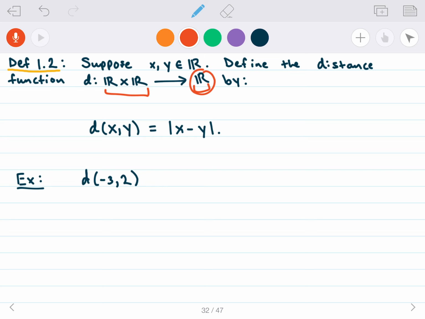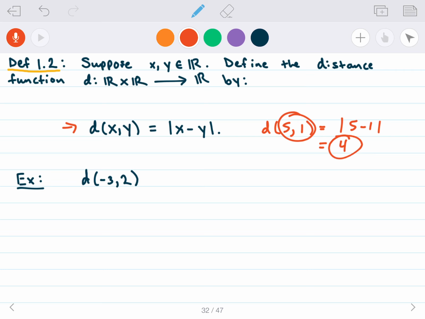So here it is. The distance between 5 and 1, for example, is just going to be the absolute value of 5 minus 1, which we know is 4. So we took something in R cross R, something from R, and we end up in R. Okay, that's the output of our function. Okay, and same idea here. We have abs negative 3 minus 2 is equal to 5. Okay, so the distance between negative 3 and 2 on the number line is 5.